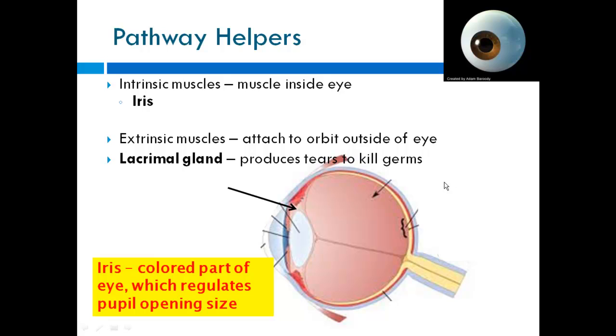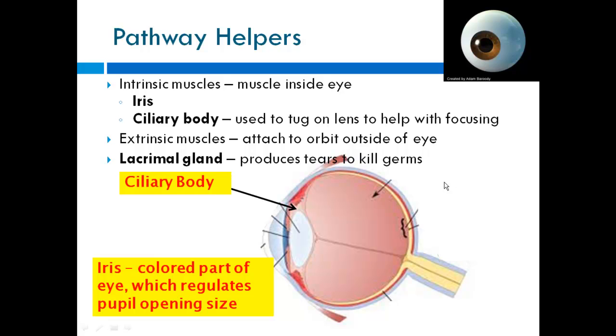And the final intrinsic muscle is something called the ciliary body, and I'll shade it in up here. There's one that attaches to the top of the lens and one that attaches to the bottom of the lens. And so it just tugs on the lens to help focus that image so that it does indeed land where it's supposed to, right on the back of the retina.